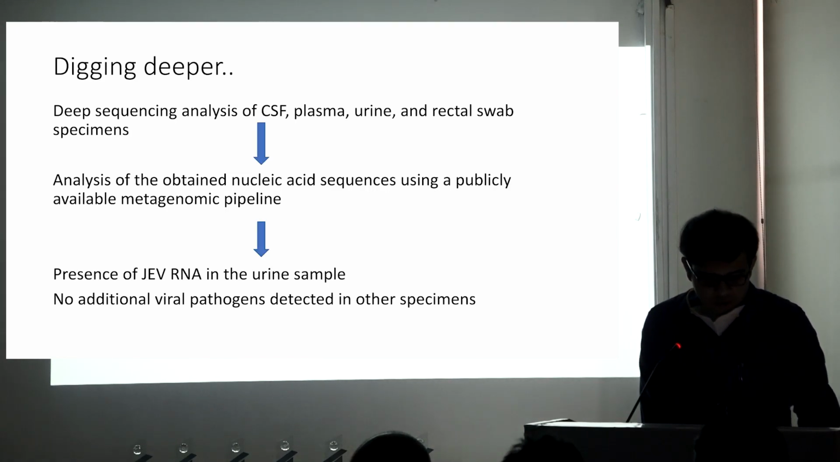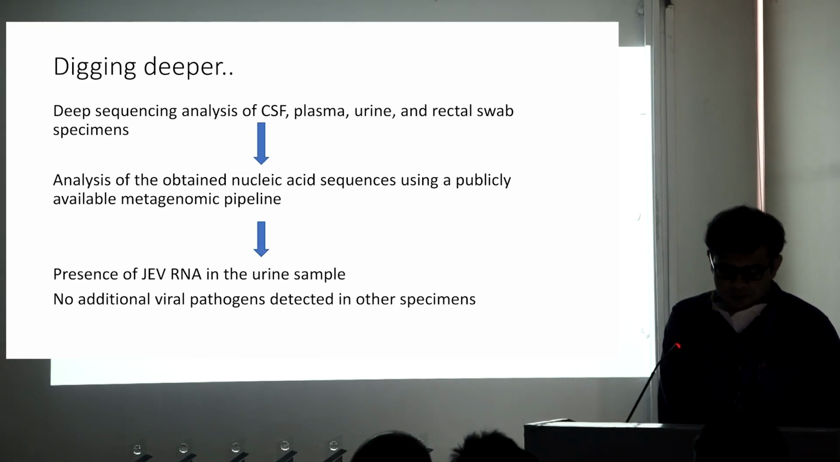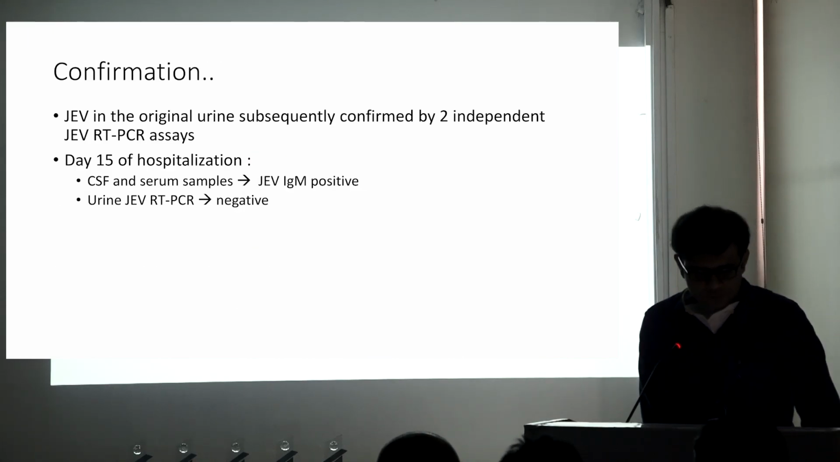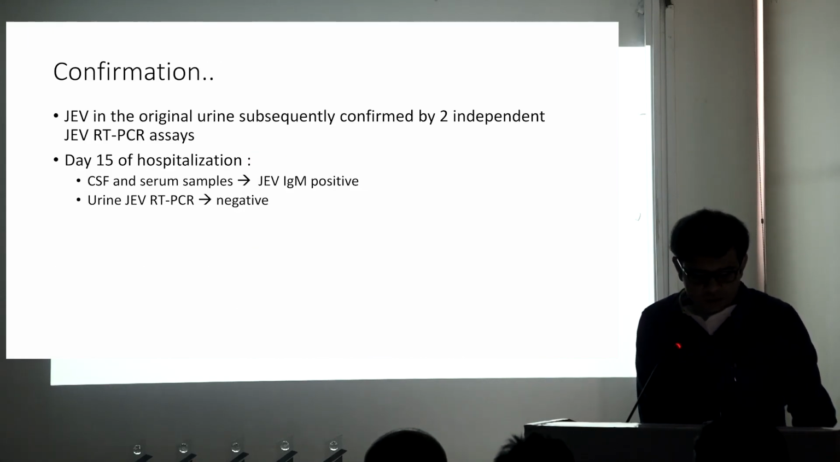So going back to our case of that boy, a deep sequencing analysis of CSF, plasma, urine, rectal swab was done, and the analysis of the obtained clinical sequence was done through the metagenomic pipeline, and there was a presence of Japanese encephalitis virus RNA in the urine sample. And no other viral pathogens were detected. So JEV in the original urine was subsequently confirmed by 2 independent JEV RT-PCR assays, and finally after day 15 of hospitalization, CSF and serum sample came to be JE-IgM positive. Anyway, we could not do much for the patient, but at least we have the diagnosis. So you may have some patient where you can do something, and this next generation sequencing is going to help you.